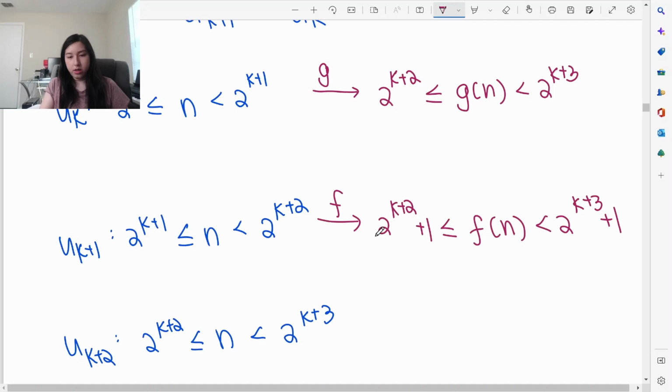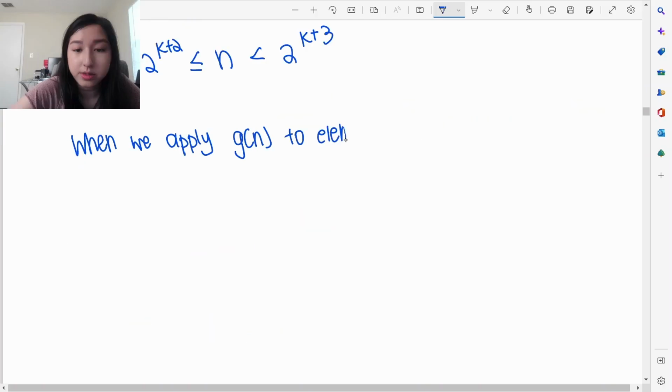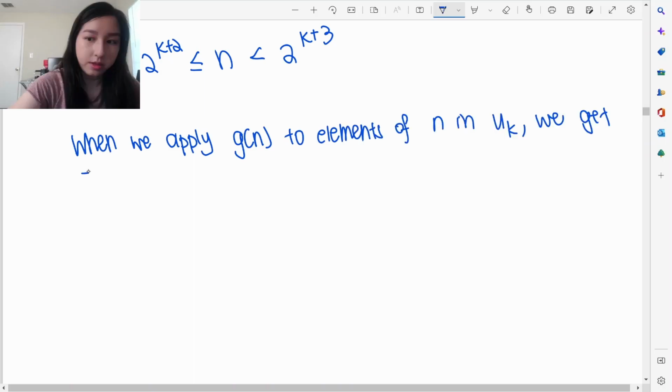So let me just write out the proper reasoning. When we apply gn to the elements of n in UK, we get the multiples of 4 present in UK plus 2.